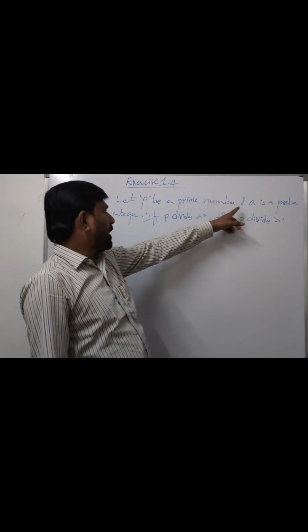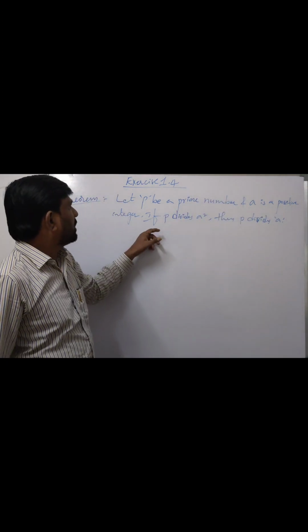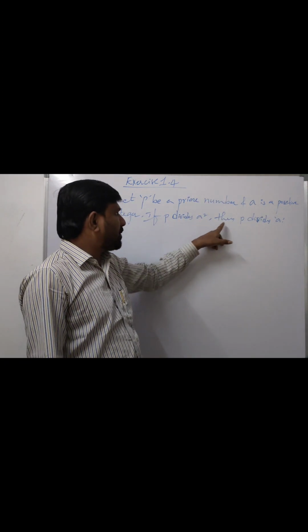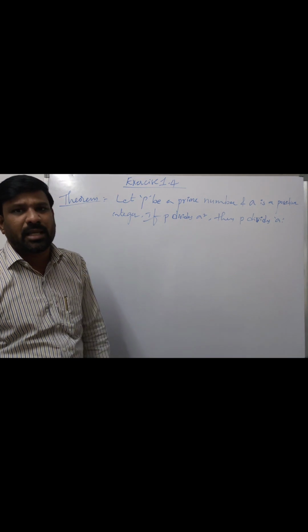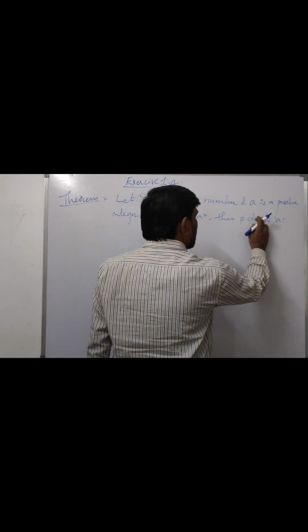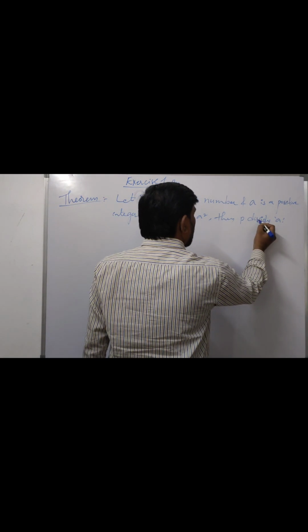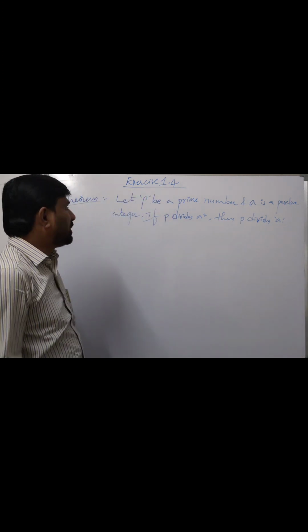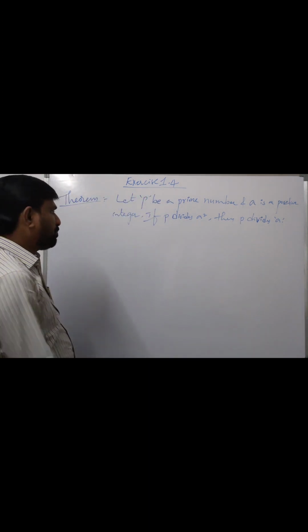If P is a prime number and A is a positive integer, if P divides A square, then P also divides A. Just try to remember. I'll discuss it with respect to an example.